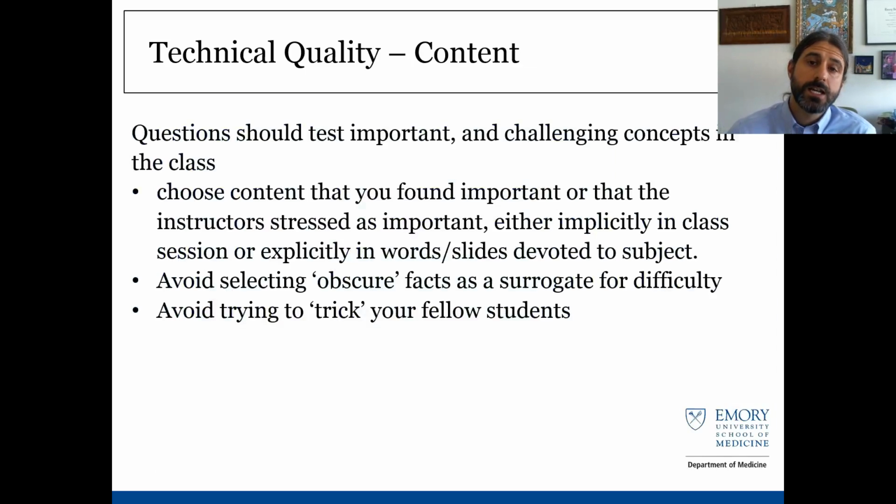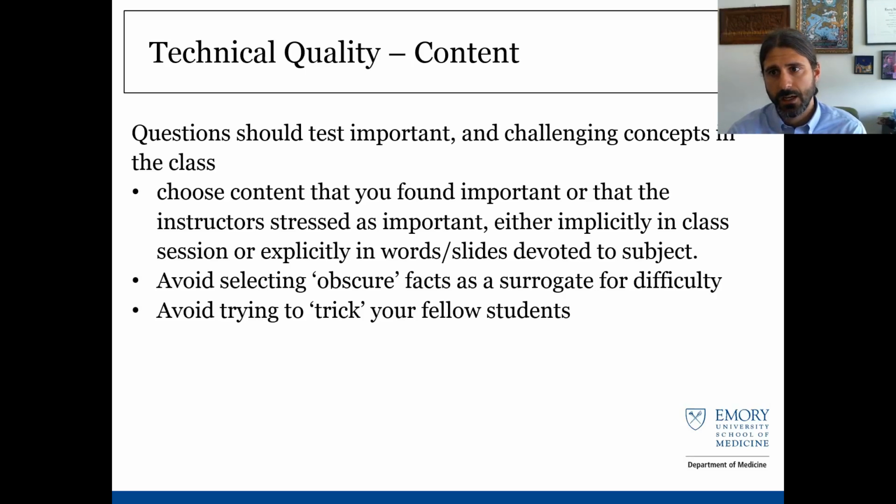The next piece of technical quality is the content. Questions should cover important and challenging concepts in the class. Just choosing easy, low-hanging fruit is not the total concept here. We want things that you found important in class, either concepts that were helpful to you, or that you didn't know before, or that you think are important going forward. Those are the things that we want to be testing: what you find important.